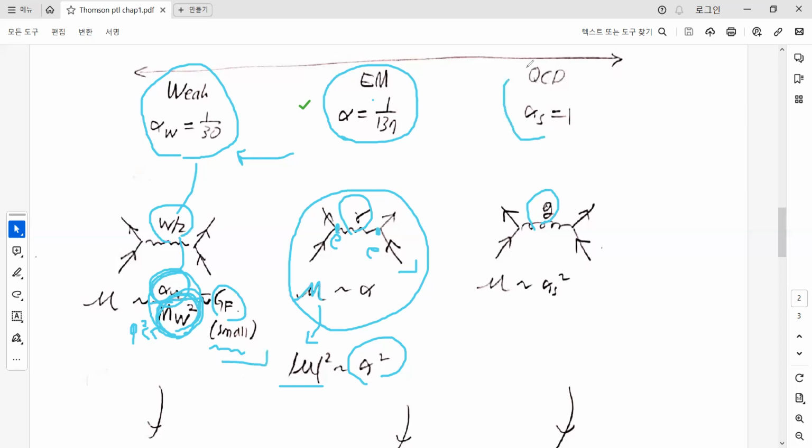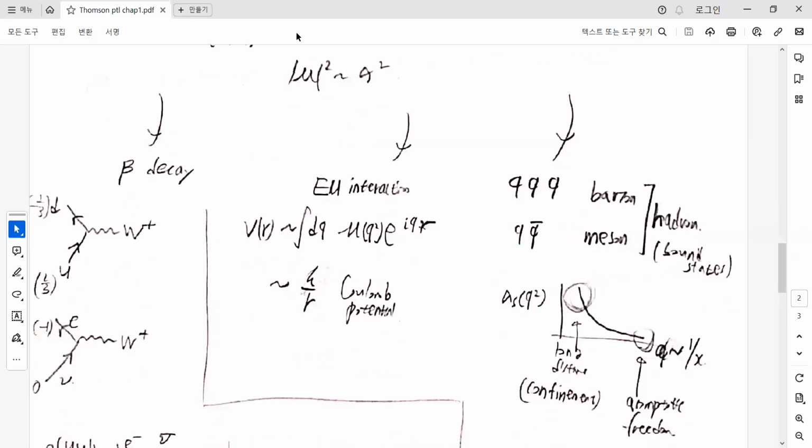In the case of the strong interaction, the coupling constant is almost 1, so the interaction is very large. First of all, in the electromagnetic interaction, the Fourier transform of the S matrix becomes a Coulomb potential, so it is consistent with the classical result. Also, we can obtain this result by using the Born approximation.